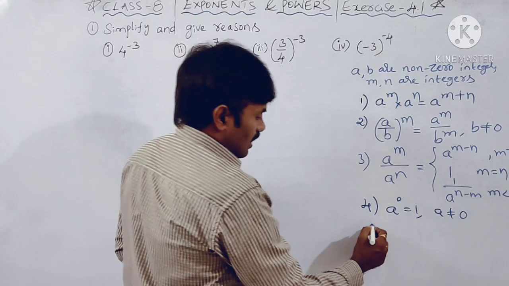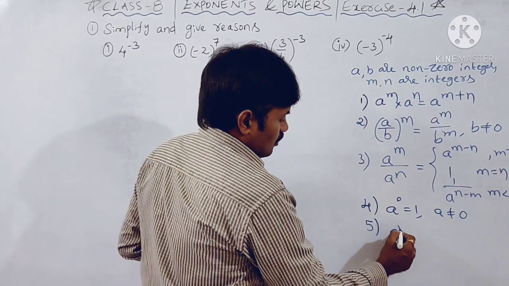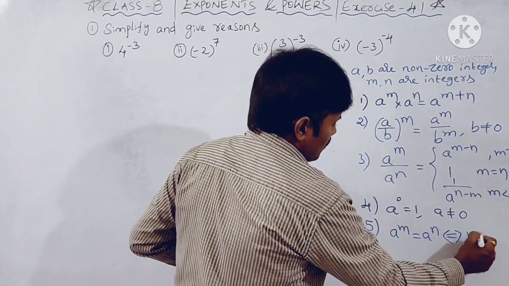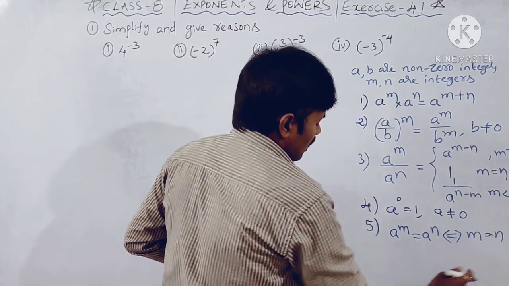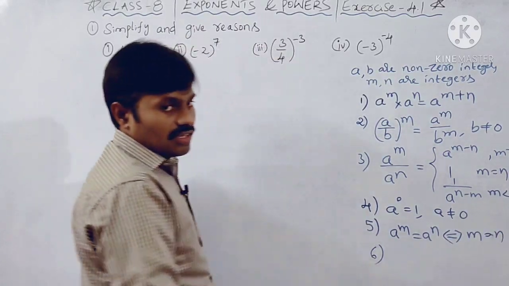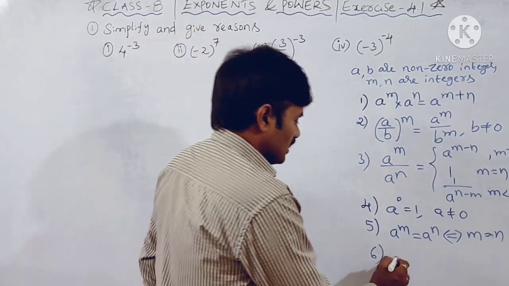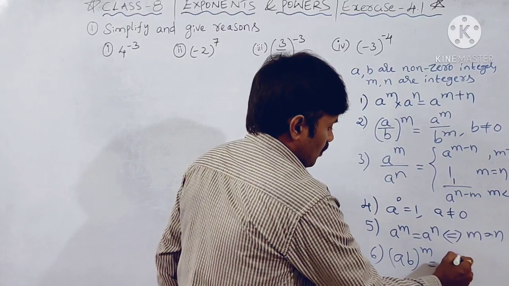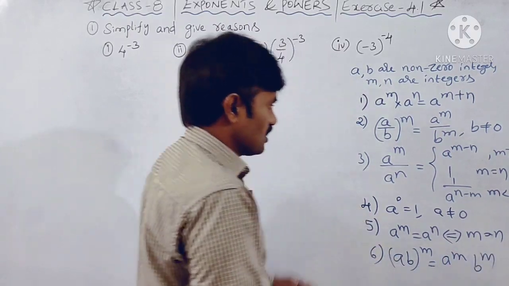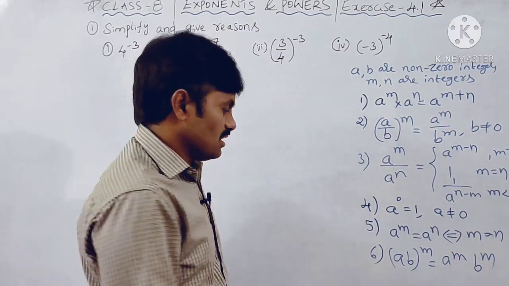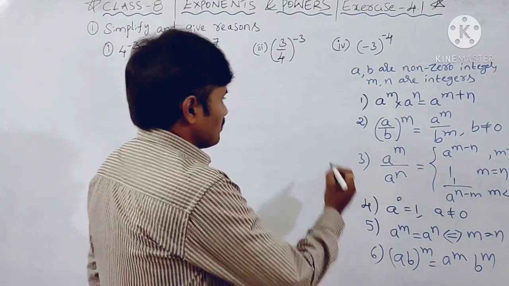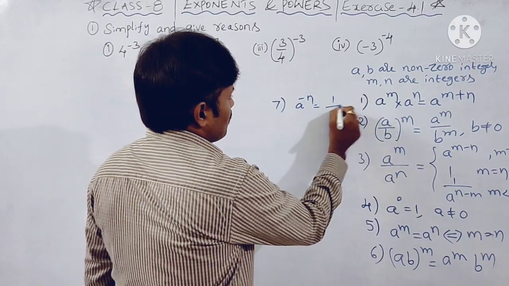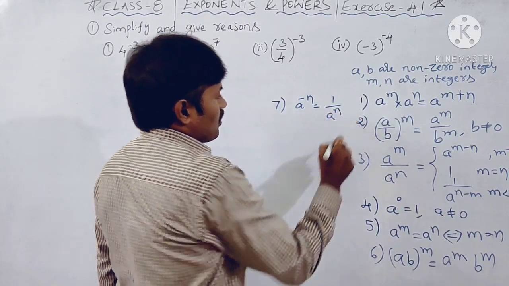Another one is a to the power of m is equal to a to the power of n if and only if m is equal to n. Also, a into b whole to the power of m is equal to a power m into b power m. These are some laws of exponents we have discussed. The last one, the seventh one, but not the least: a to the power of minus n is equal to 1 by a power n.